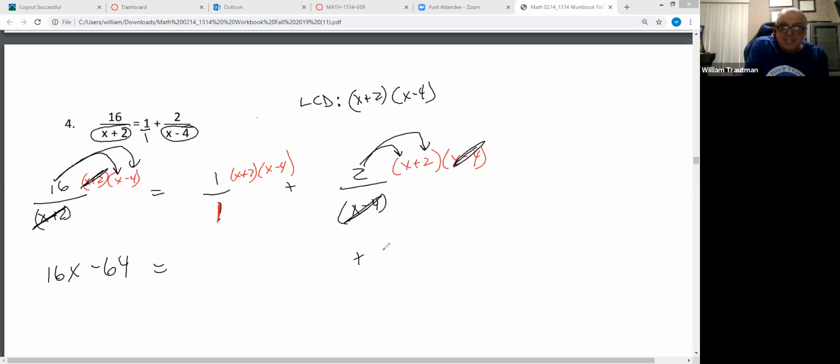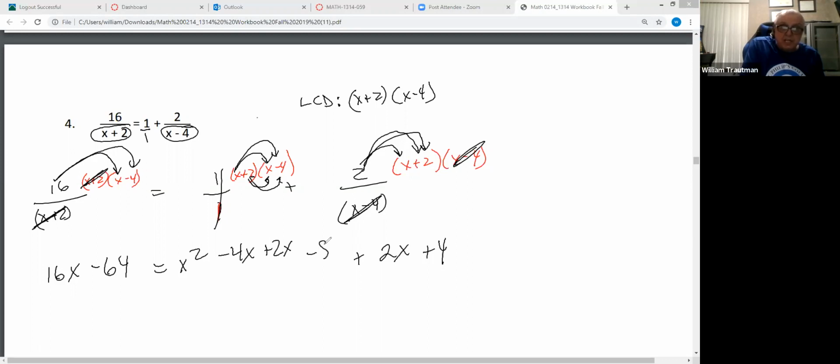2 times x is 2x. And 2 times 2 is a positive 4. So I distributed the 2 to each of those. Now the 1's cancel, 1 divided by 1, and I have to use FOIL. X times x is x squared. X times a negative 4 is a negative 4x. 2 times x is a positive 2x. And 2 times a negative 4 is a negative 8. So you have to distribute there. If you notice, we don't have fractions anymore.